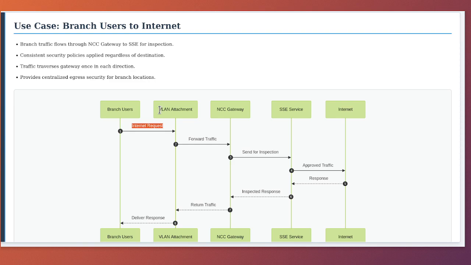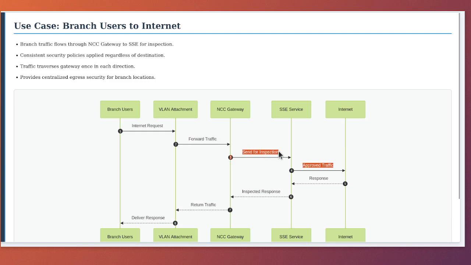The traffic flows from the branch through the Cloud Interconnect VLAN attachment, which provides the physical connectivity between your on-premises network and Google Cloud. This is a dedicated or partner interconnect connection that lands on the NCC Gateway. The NCC Gateway receives the traffic from the VLAN attachment. Because this is branch to Internet traffic, the gateway routes it to the attached security service for inspection.